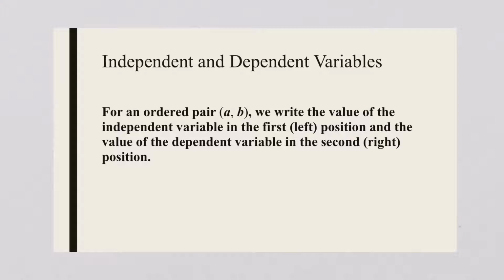Okay, this page is just kind of saying what I've already said. For an ordered pair AB, we write the value of the independent variable in the first or the left position and the value of the dependent variable in the second or the right position.